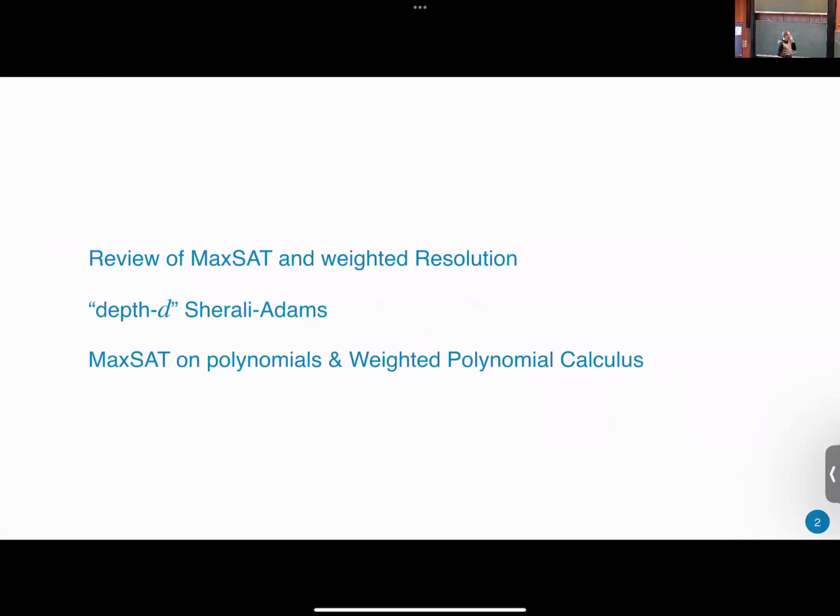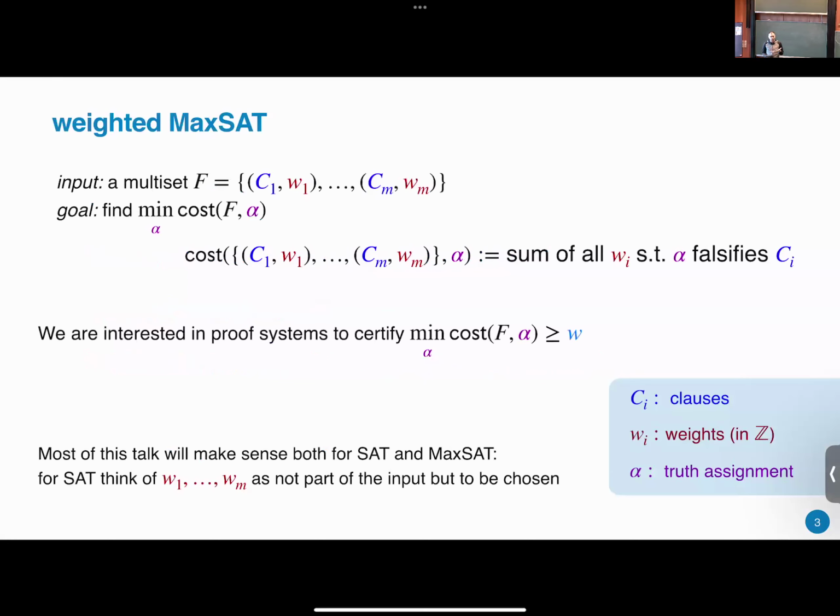is the thing that I want to talk about is weighted resolution and MaxSAT. So it would be the proof system for MaxSAT. And then some variation that would be depth Sherali-Adams, whatever that means for the moment. And then MaxSAT on polynomials, and how to use this idea of weighted proof system to define a weighted polynomial calculus for MaxSAT. So please interrupt me at any moment with questions.